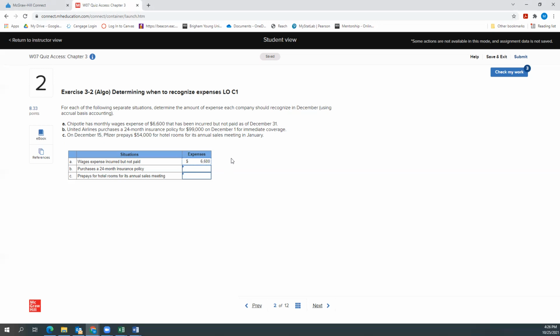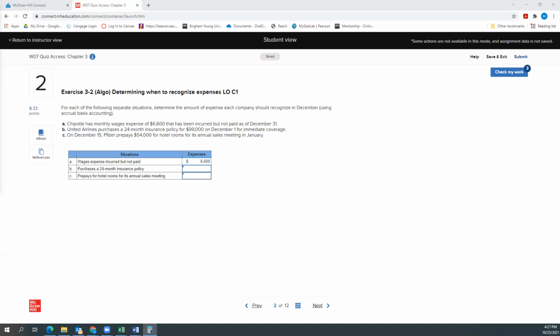All right, B, United Airlines purchases a 24-month insurance policy for $99,000 on December 1st for immediate coverage. Okay, so this is a little different. They've purchased the insurance, they paid $99,000 in cash for it, but they haven't really incurred the expense for it yet. It's going to last for the next 24 months. So what we have to do is divide up that $99,000 over 24 months to figure out how much we're going to record as an expense each month.